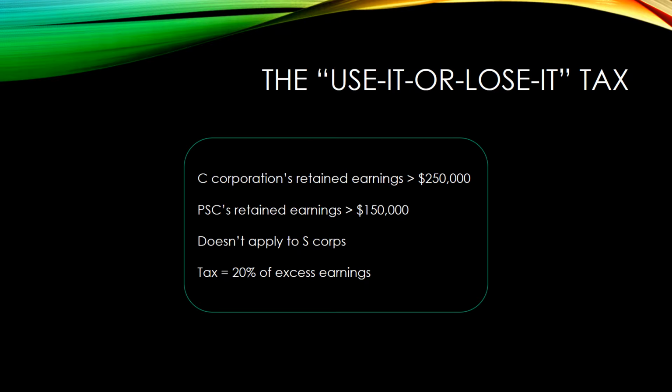During an audit, the IRS can impose a tax on C corporations that have a retained earnings balance of $250,000 or more, or over $150,000 for a personal service corporation, which I'll discuss later. This tax only applies to C corporations, not to S corporations, and the tax is equal to 20% of the excess accumulated earnings.